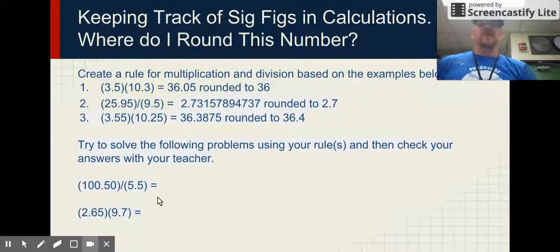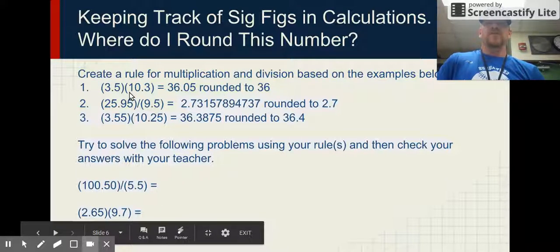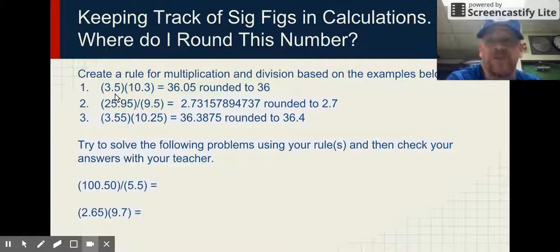Now, I don't think we got to talk about this with any classes yesterday when we were going through this. So multiplication and division is a different set of rules than addition and subtraction. Multiplication and division, your final answer gets rounded to match the significant figures in your least accurate measurement. So, for example, 2 significant figures in 3.5, 3 significant figures in 10.3. My calculator spits out 36.05. I round that to 2 significant figures, not 2 decimal places, 2 significant figures to match this.